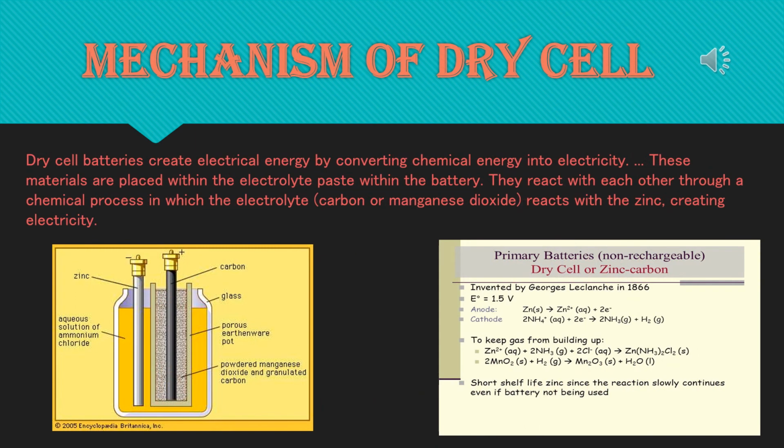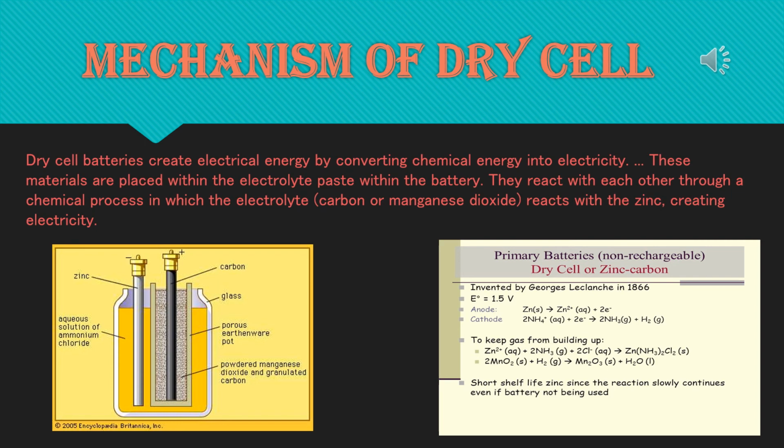Mechanism of dry cell. Dry cell batteries create electrical energy by converting chemical energy into electricity. These materials are placed within the electrolyte paste within the battery. They react with each other through a chemical process in which the electrolyte, that is carbon or manganese dioxide, formula MnO2, reacts with the zinc, creating electricity. This is the gist of the mechanism of dry cell.